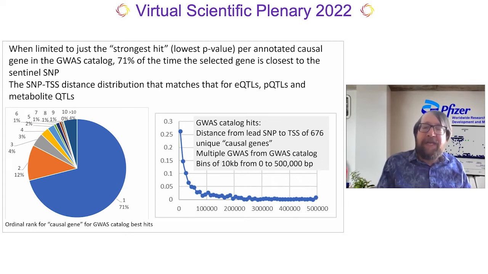Just as a quick sanity check or comparison to what we know from pQTLs, if you just for each gene pick the strongest annotation for that gene, which for EGLN1 would be one of those in the middle, we see that about 70% of the time that gene ends up being the closest gene to the GWAS SNP. And this breakdown of distance follows what we expect from what we observe from pQTLs and eQTLs and metabolite QTLs.